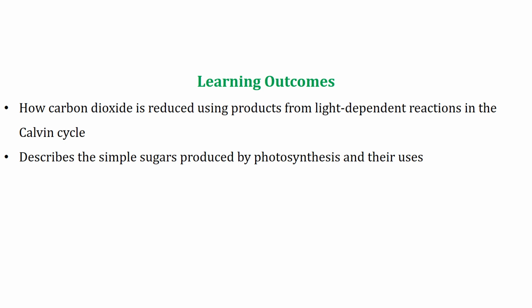By the end of this lesson, you should be able to explain how carbon dioxide is reduced using products from the light-dependent reactions in the Calvin cycle, and describe the simple sugars produced by photosynthesis and how plants use them.